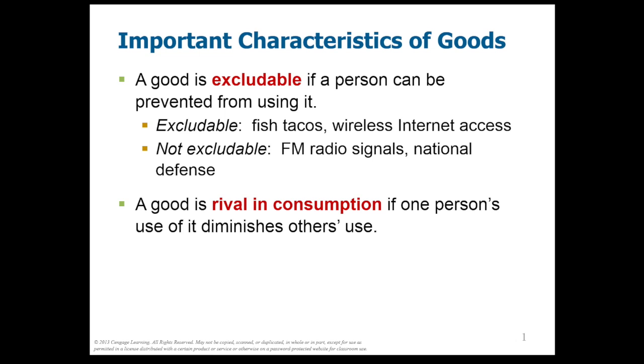And here's another definition, okay? Rival in consumption means one person's use of it diminishes the other's use. So a good can be both of these at the same time. I'm going to give you some examples. A rival good is a fish taco, right? If you eat a fish taco, I can no longer eat that fish taco. So a fish taco is both excludable, meaning you can prevent me from having it, and rival. If I do end up eating it, you can't eat it.